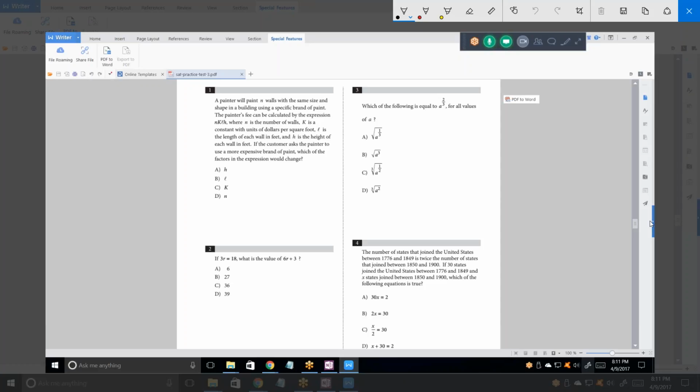So which of the following is equal to a to the 2/3 for all values? So this would be D, 3a squared. Very good. Cool. And we can do 4. I think they just do A, B, C, and D. Okay. Can you read that okay? Yeah.